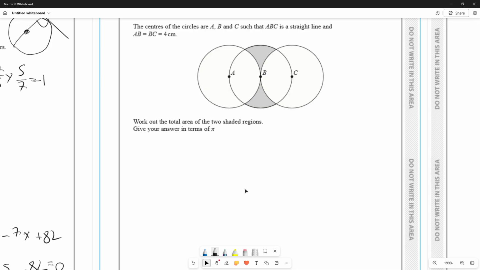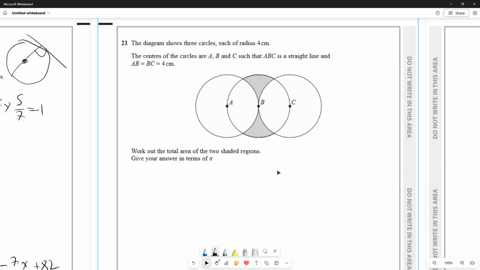Final question. This is definitely a very hard question. Three circles, each a radius of 4 centimeters. The centers of the circles A, B, and C are such that ABC is a straight line, and AB equals BC equals 4 centimeters. Work out the total area of the two shaded regions. This is by far the hardest GCSE question, and I want to show you how to do it.